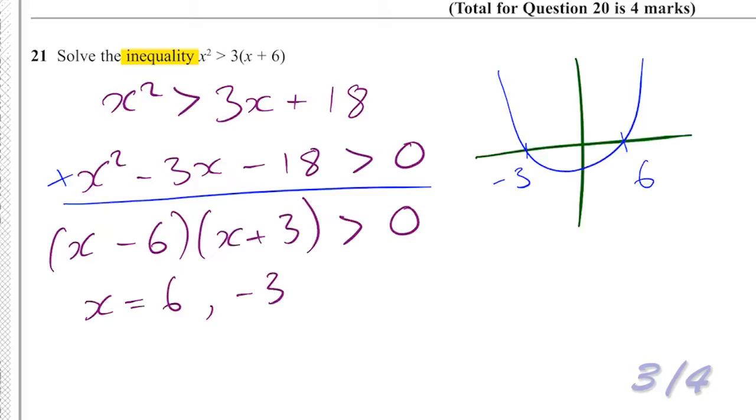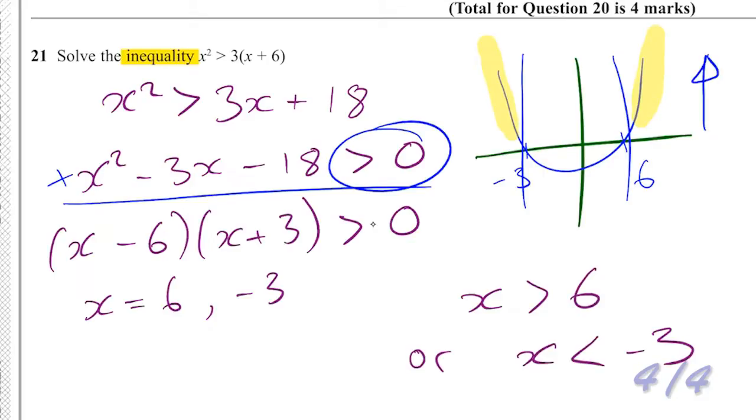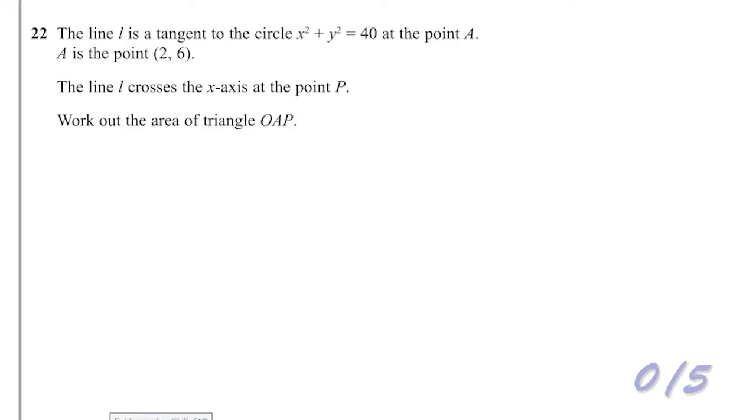Now the equation wants to know when is it greater than 0. Now the values are greater than 0 in the top half. So x squared minus 3x minus 18 is greater than 0 up here and up here. So x is greater than 6, or x is less than minus 3.